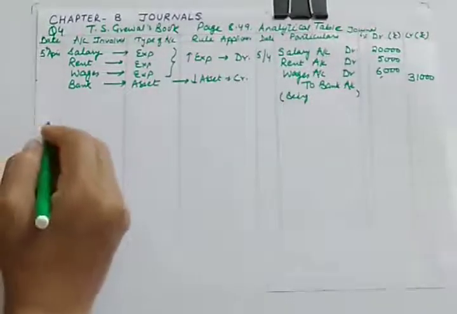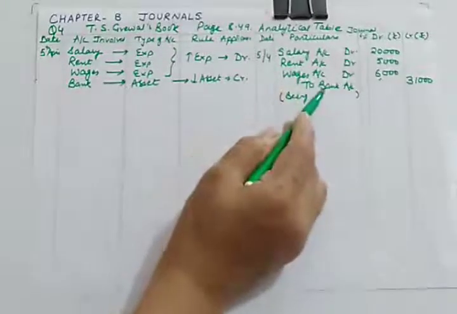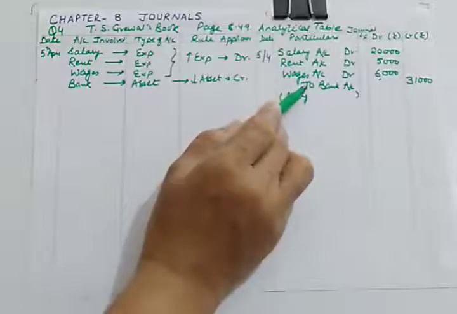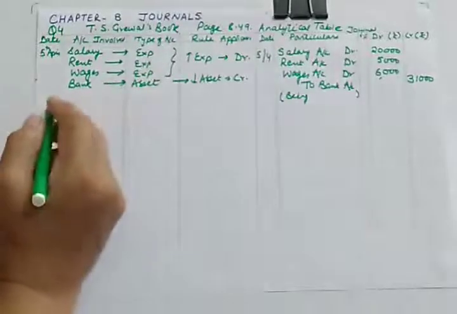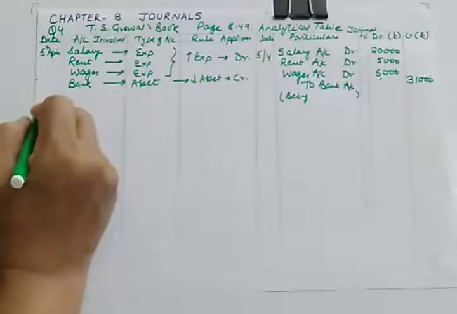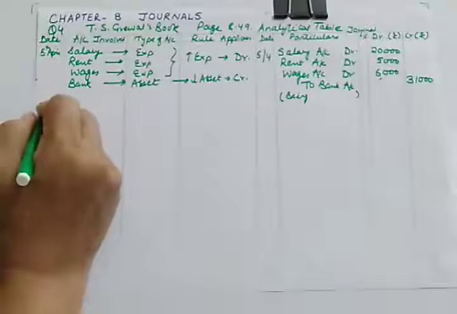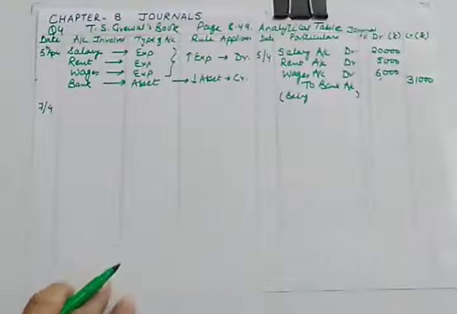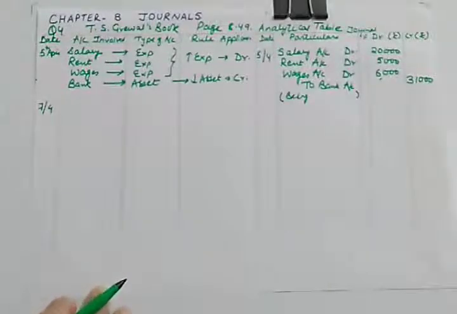So let us move to the next journal entry, and here this is a compound journal entry because we are debiting more than one account. So move to the next one. Next is on 7th April, and the transaction is purchase goods from Hari for rupees 30,000 at a 10% trade discount and 2% cash discount.